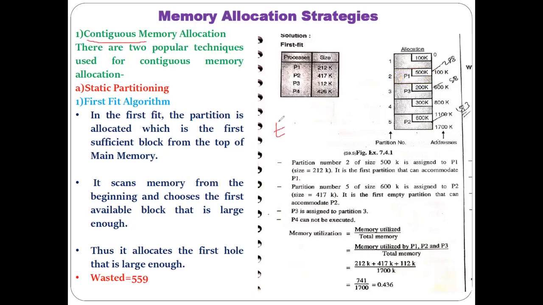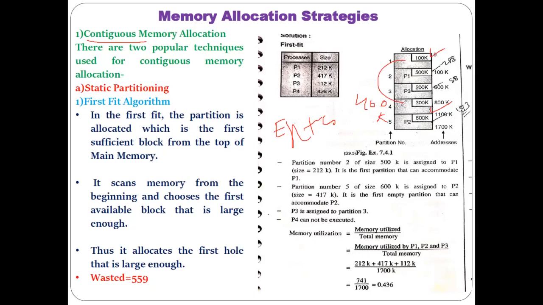Another disadvantage related to contiguous memory allocation is external fragmentation. That is also occurring here. Now, how is the external fragmentation occurring here? See, this 100K size block is also available, and a 300K size block is also available. So if you combine these, it becomes 400K.